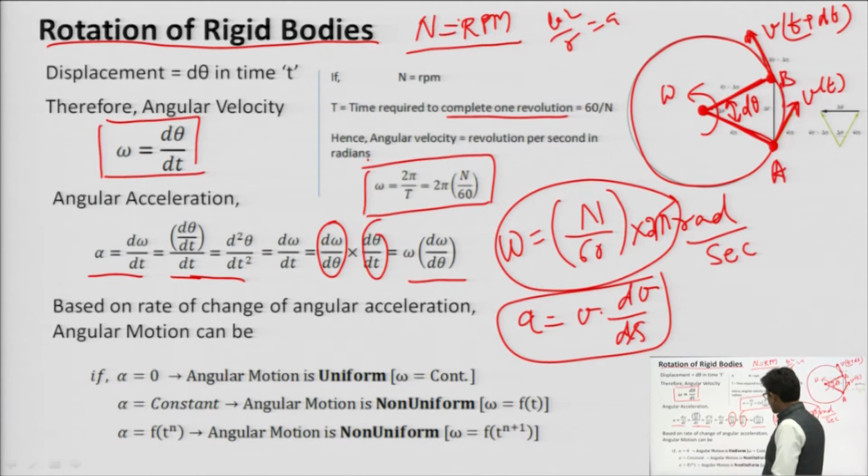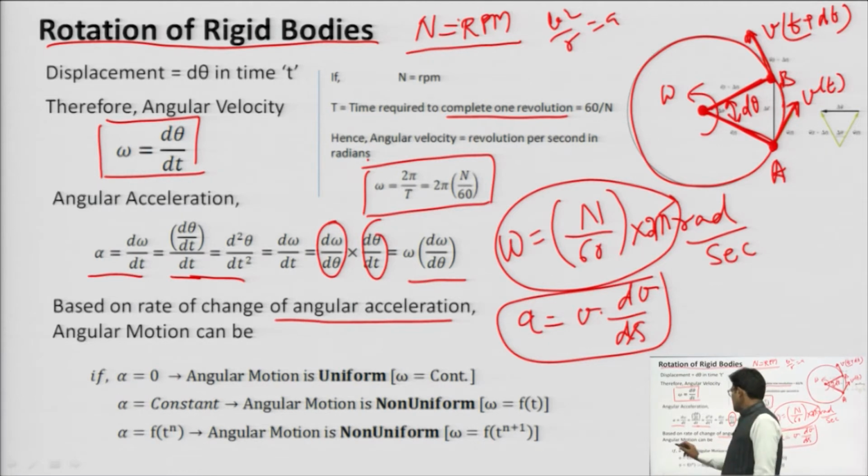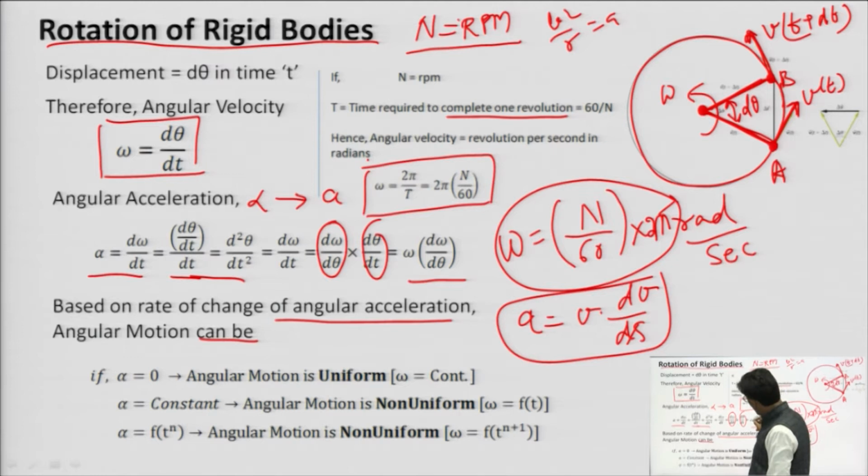So, based on the rate of change of angular velocity, angular motion can be analyzed. Here alpha is the angular acceleration, and in linear motion it was a. Omega here corresponds to v in linear motion.